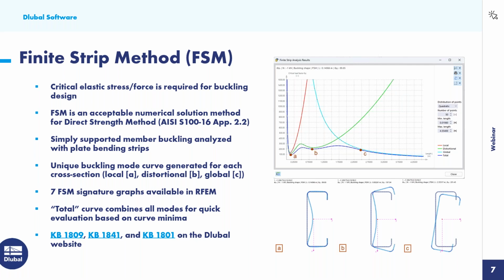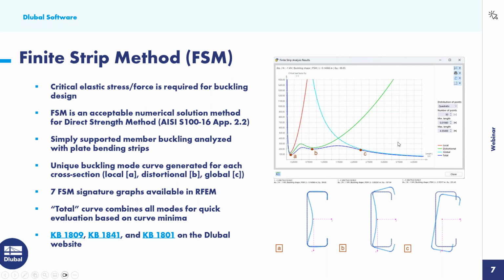From this information, we're going to get unique buckling mode curves that will be generated for each cross section. So very unique to each cross section, whether it's one from the standard or a custom cross section as well. Now we consider this for the 3 different failure modes. We have local, which is shown here with point A. We have distortional, shown here with B. And we have the global failure shown here with point C.